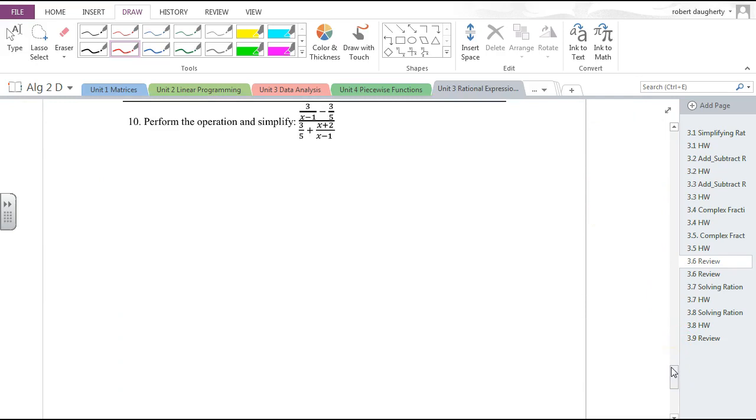Final problem. Perform and simplify the following mixed fraction. So again, I've got 2 fractions in the numerator, 2 fractions in the denominator. So it's really like a double problem. If I write this out, I've got 3 over x minus 1.